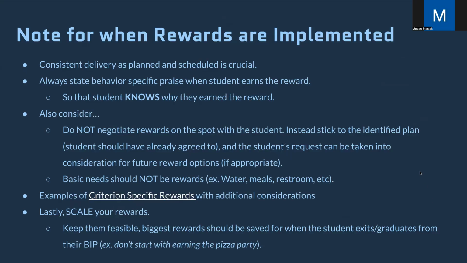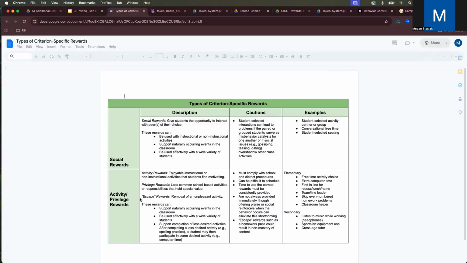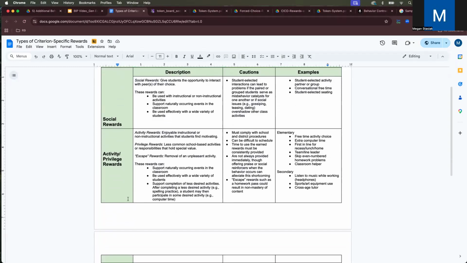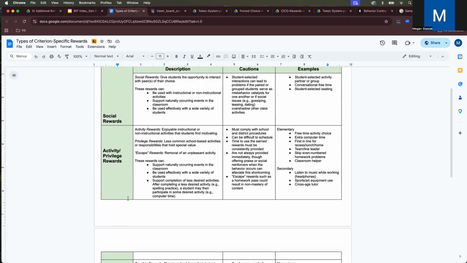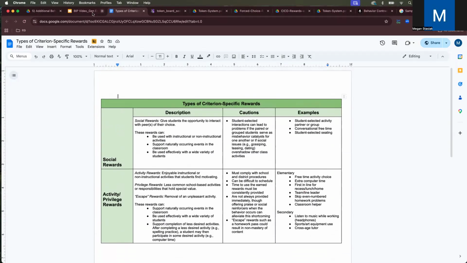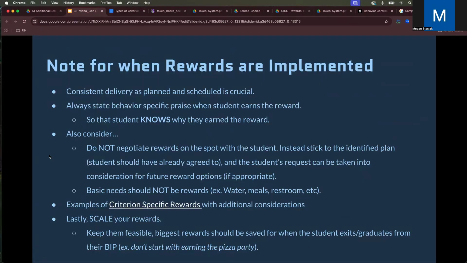So I also have some criterion specific reward examples listed here, where if a student's function is that they really like social things or they want activity or privileges, just a list of different ideas, a little bit of cautions to keep in mind, tangible rewards. And lastly, I know I mentioned this before, but scale your rewards, keep them feasible. We really want to save that biggest reward for the end, and we really need things that are capable and feasible for our settings, things that we can carry out and other teachers can carry out too.